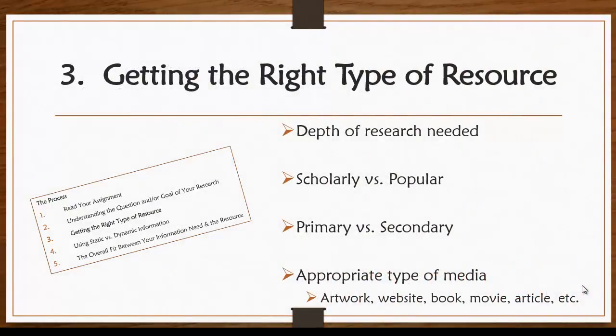Number 3, getting the right type of resource. There are books, documentaries, articles, social media, organizational websites, governmental websites, photos, artworks, and much more. You want to make sure you choose the type of resource that is appropriate for your needs.